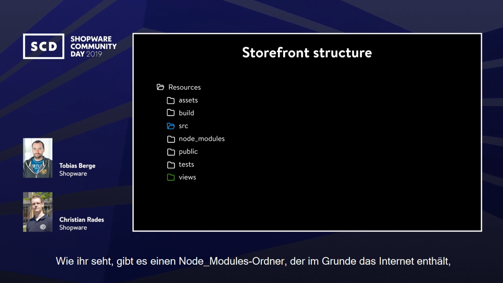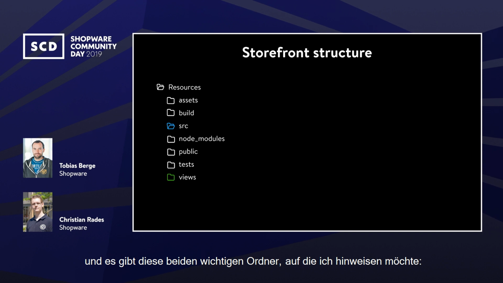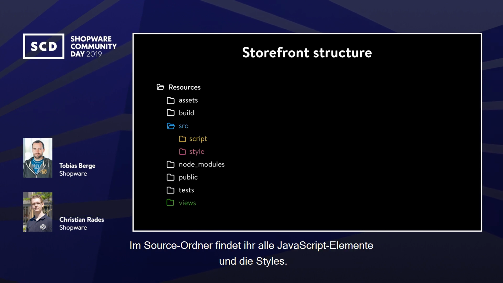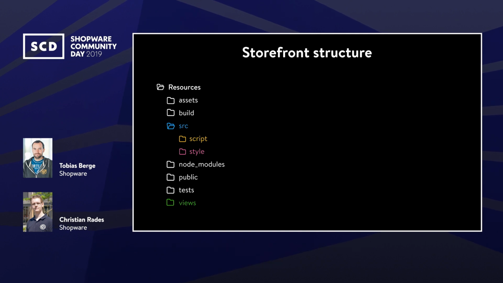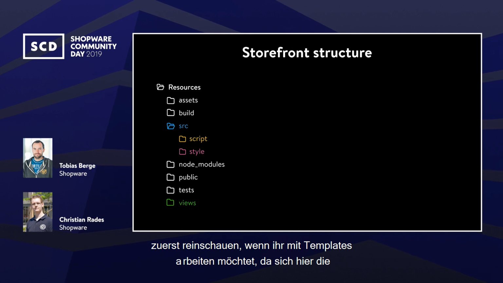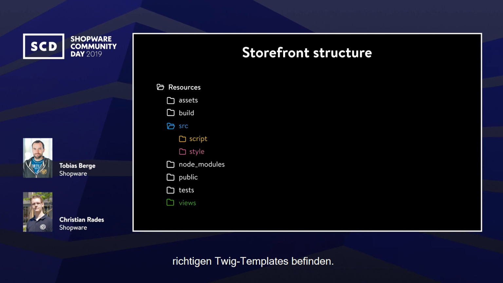As you see, there's a modules folder which contains the internet basically. And you have two important folders I want to point out, and this is the source folder as well as the views folder. If we take a look inside the source folder, you can find all JavaScript parts and all the styling. But first of all, let's have a look at the views folder, because that's probably the place you have to look first when you want to work with templates, because these are the real Twig templates right there.